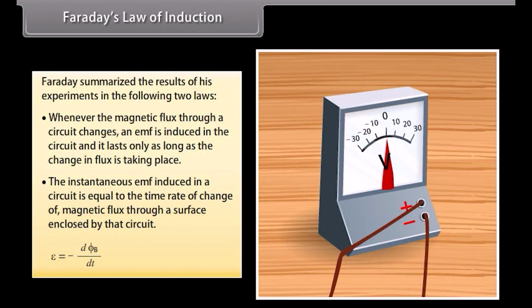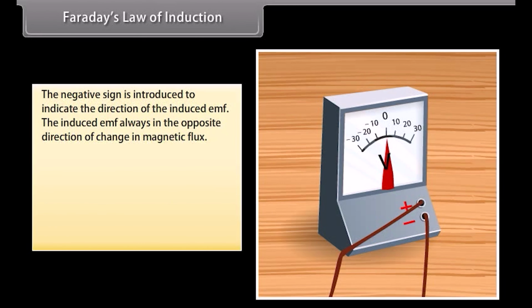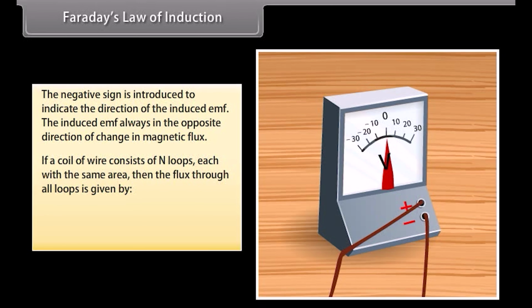E is equal to minus d phi B by dt. The negative sign is introduced to indicate the direction of the induced EMF. The induced EMF is always in the opposite direction of change in magnetic flux. If a coil of wire consists of N loops, each with the same area, then the EMF through all loops is given by minus N d phi B by dt.